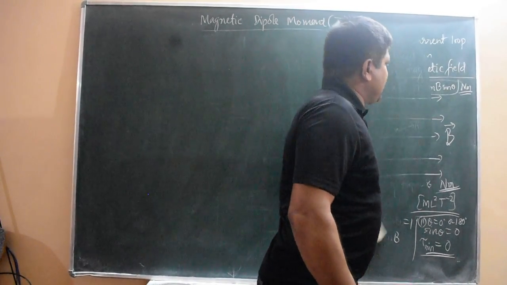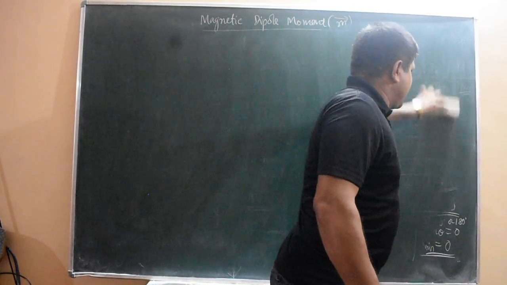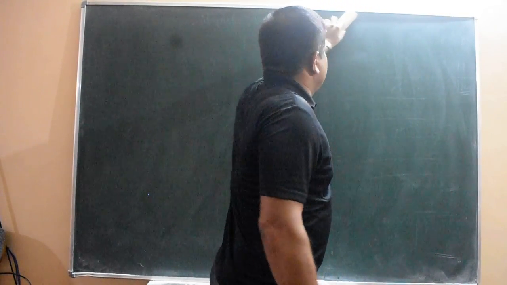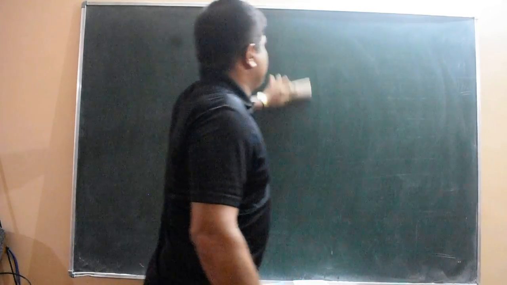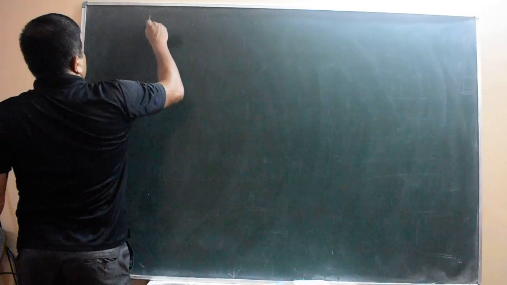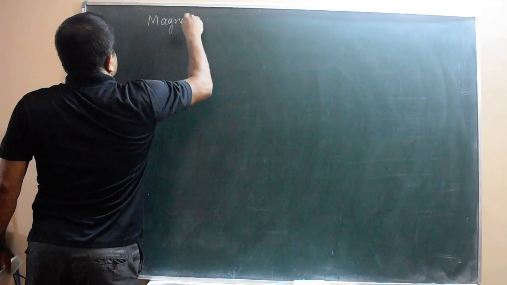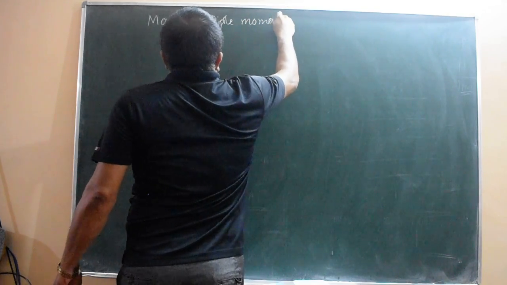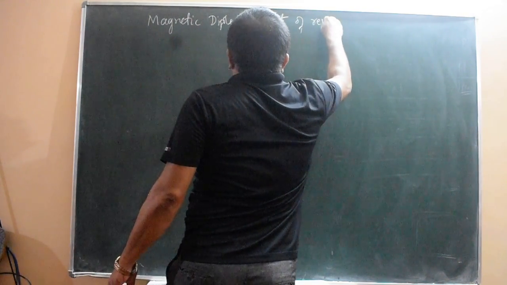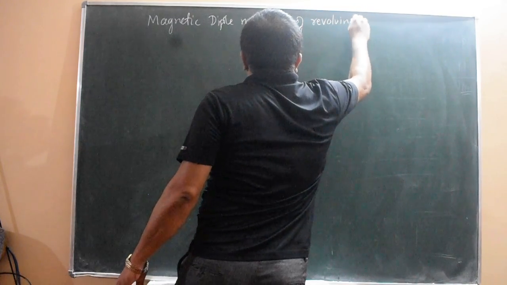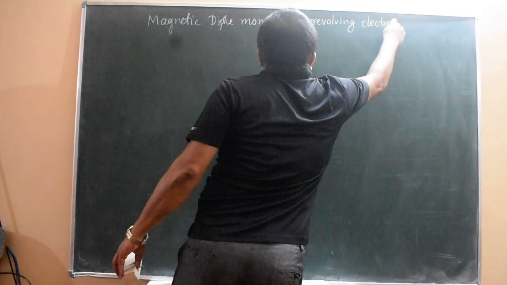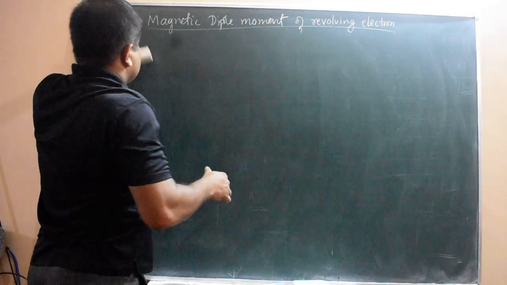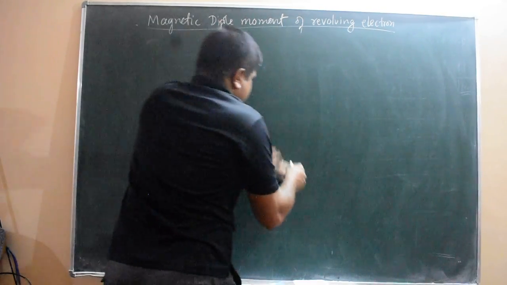Next we go to the important topic here. Sometimes it can be asked as a 5 marks question. That is the magnetic dipole moment of an electron. Magnetic dipole moment of a revolving electron in a hydrogen atom. The electron is revolving inside the hydrogen atom around the nucleus. So consider such an arrangement.